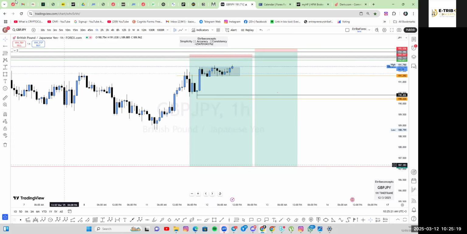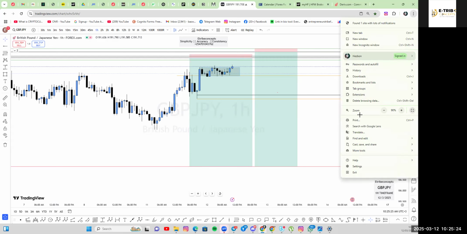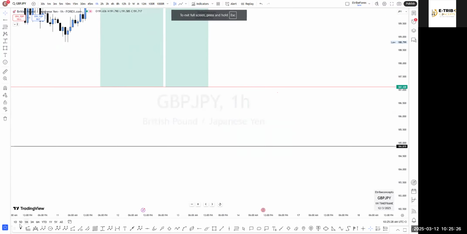Because let me show you a scenario. Let's say kama market ilikuwa ina sell, setup imekuwa valid. Market ikianza kusell, I'll not be quick.